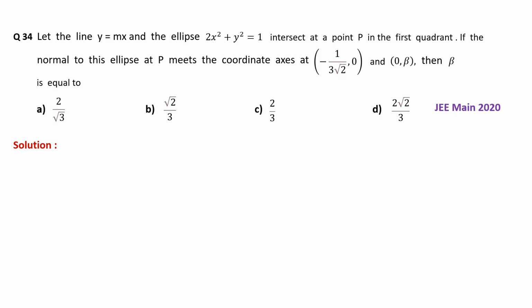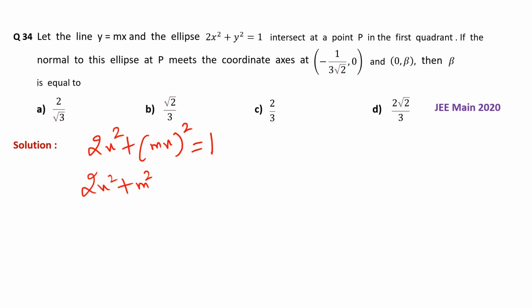Now students, in order to solve this problem, first of all, we need to get the value of m. And we have been given this information that the line y equal to mx is intersecting the ellipse 2x square plus y square equal to 1 at a point P in the first quadrant. So that means we have to focus on the point of intersection of line with the ellipse which lies in the first quadrant. Now students, to get the point of intersection, I am just going to replace y by mx in the equation of the ellipse. That means we are going to solve their equations mutually.